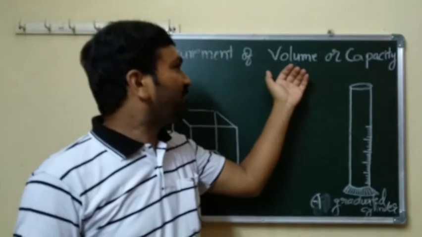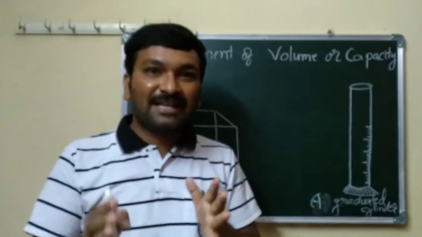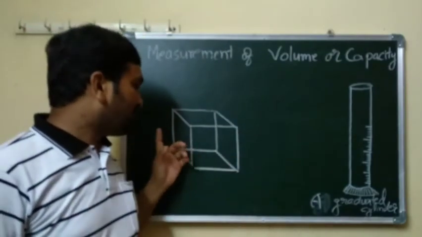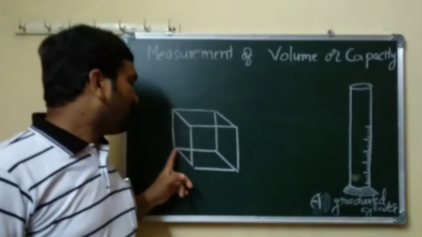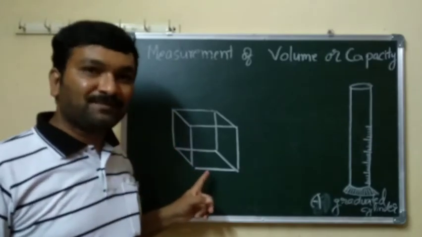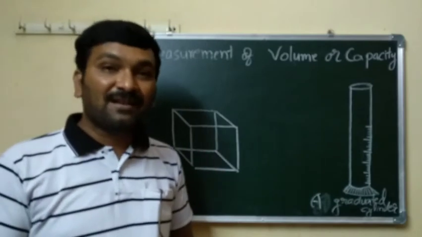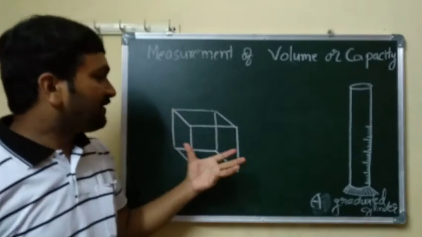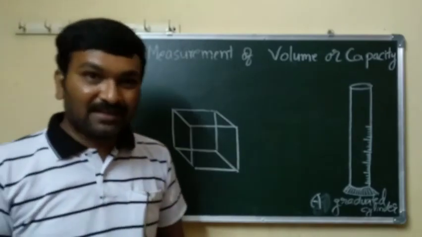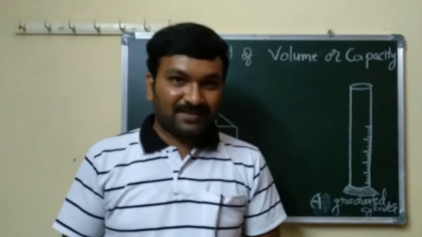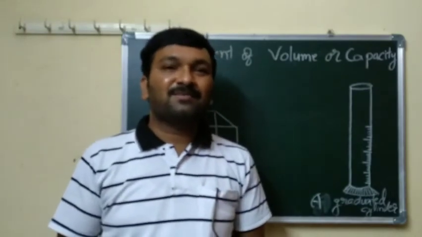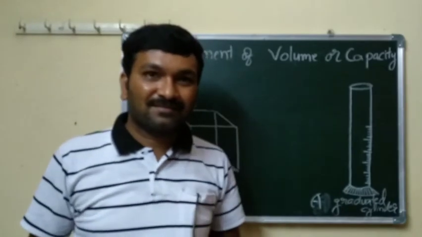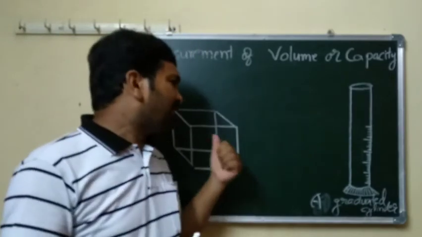So the measurement of the volume or the capacity means the three-dimensional space occupied by an object. Take this as an object. It is three-dimensional, meaning the x-axis is there, the y-axis is there, the z-axis also is there. So we say it is a three-dimensional object occupying space. Here this is a three-dimensional shape. Units: suppose I fill this box with water, then it is a liter.